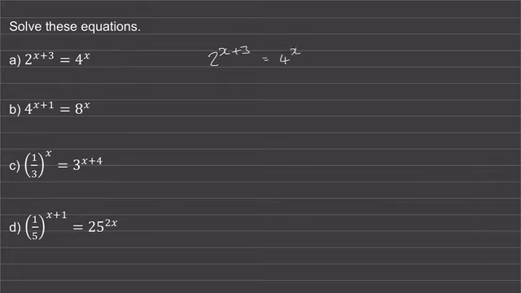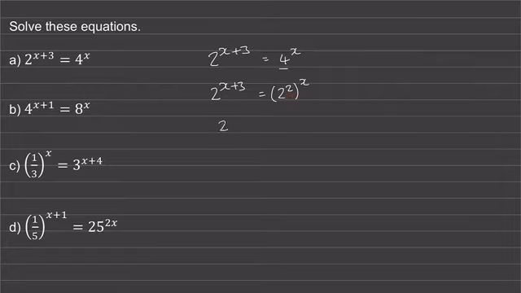So we can see that we have a base of 2 on the left-hand side and a base of 4 on the right-hand side. And to solve this equation, we need the two bases to be the same. But we can write the 4 as 2 squared. So on the left-hand side, we have 2 to the power of x plus 3. And on the right-hand side, we can write this 4 as 2 squared, which we're raising to the power of x. So now we can use the power rule to multiply the 2 and the x together.